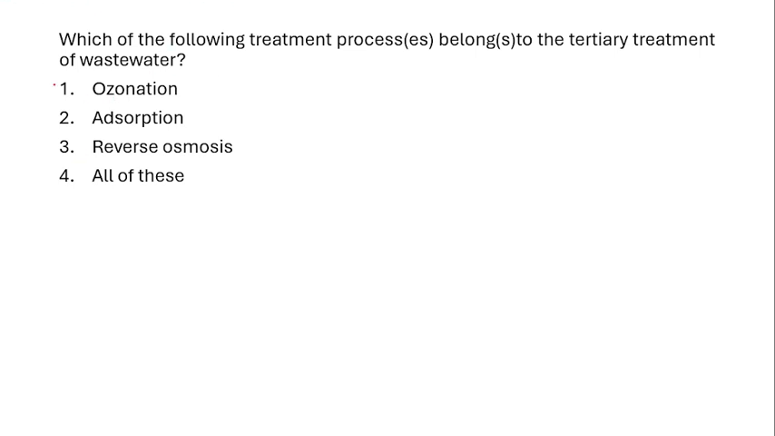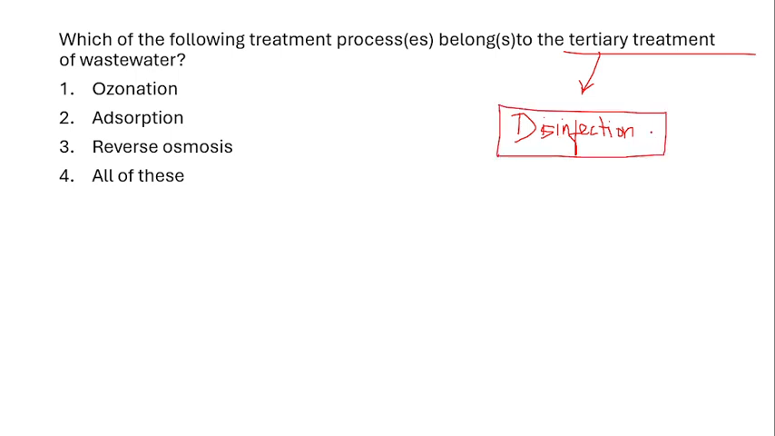Now, the next question is which of the following treatment processes belongs to the tertiary treatment of wastewater? Just now I explained that tertiary treatment mostly focuses on the disinfection process. Why is disinfection very important? Since our secondary treatment uses a lot of microorganisms, which are very important to degrade the organic matter in the wastewater, we should ensure that these microorganisms are not passing into the discharged water. After treatment, these waters are discharged into the river, which again feeds our drinking water zone. So what is very important is disinfecting the water and ensuring no microorganisms are in it.